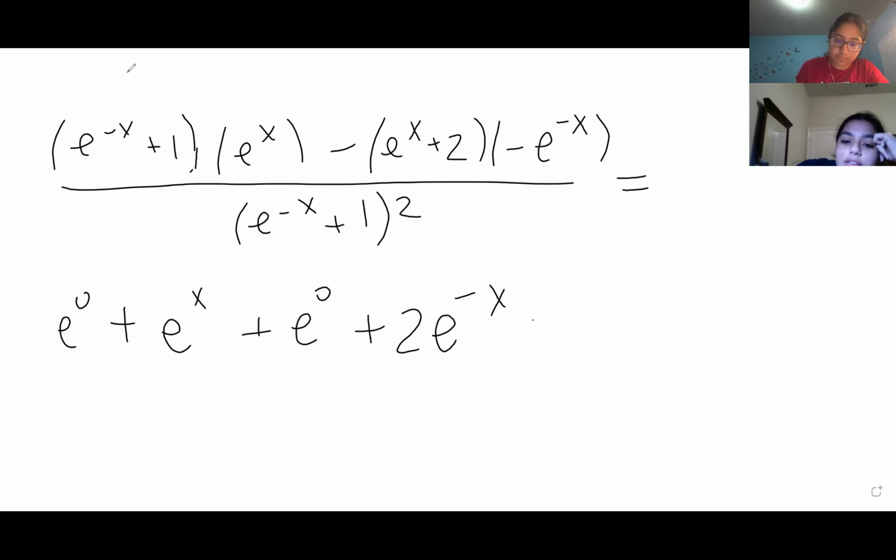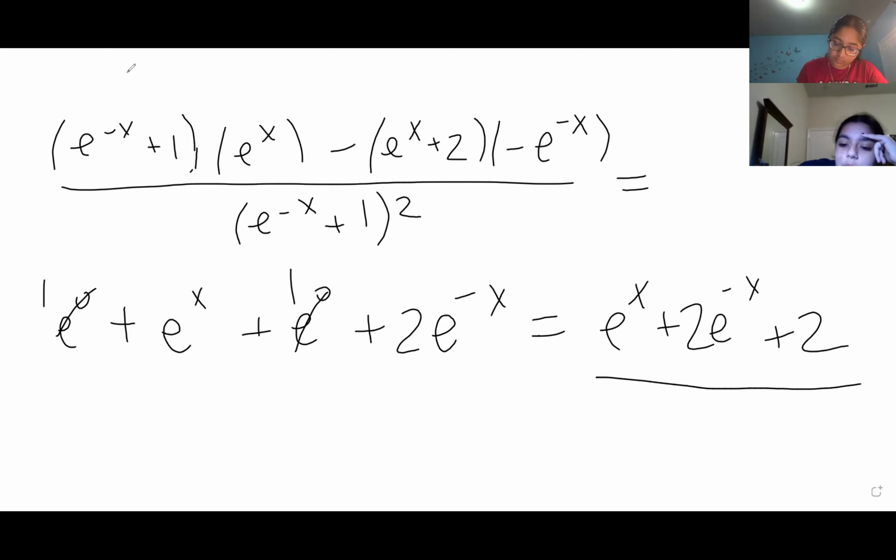Okay, yeah, so then you get this. I'm just going to ignore the denominator for now. Okay. And then this is 1. This is 1. So then you get e to the x plus 2e to the negative x plus 2 over e to the negative x plus 1 squared.